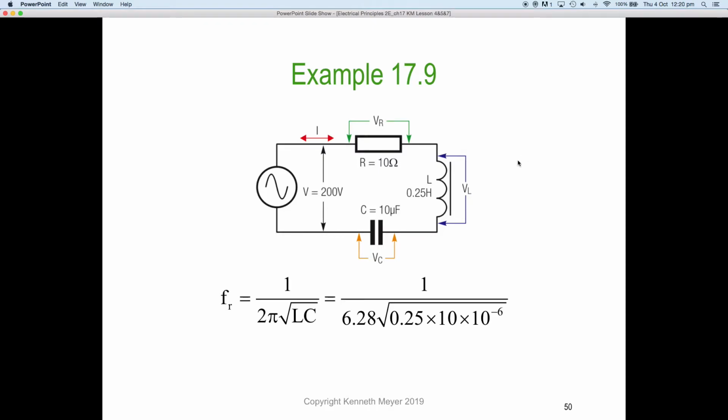So our frequency at resonance is going to be 1 on 2 pi square root LC. So 1 on 6.28 square root of 0.25 times 10 times 10 to the minus 6. Now 0.25 is simply henries. Our 10 is our 10 microfarads, but remember it's in micros, so we have to do 10 multiplied by 10 to the minus 6. And the actual exact frequency is 100.71 Hertz. So very close to 100 Hertz is the resonant frequency.